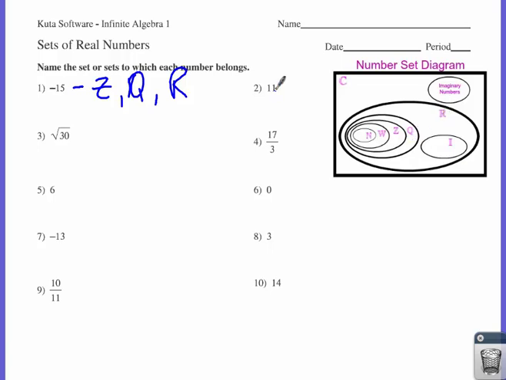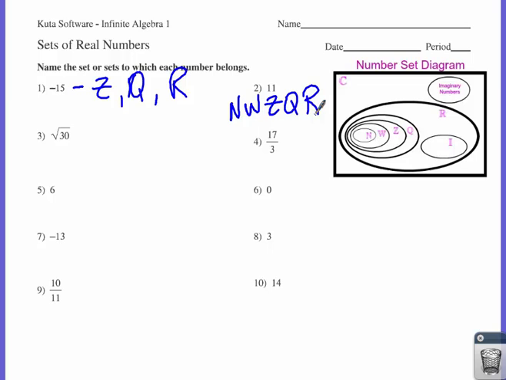Now, what if I use the number 11? Well, the number 11 is a counting number. So we would start off with the natural numbers, or the counting numbers. If it's a natural number, then it's going to be a whole number, an integer, a rational number, and a real number.